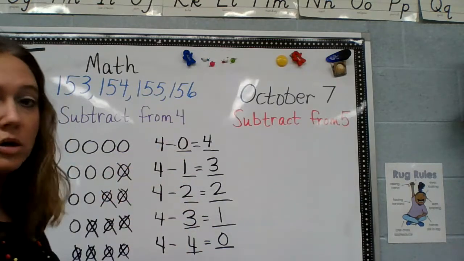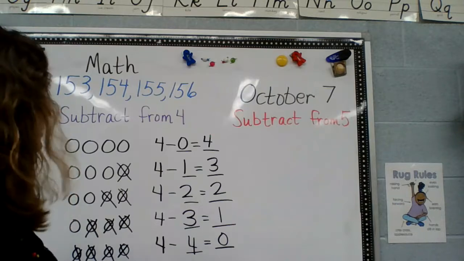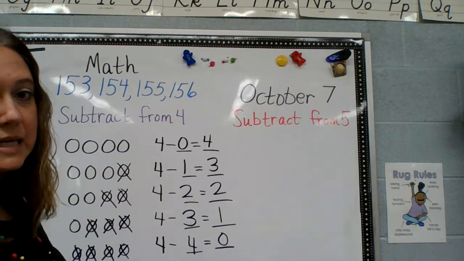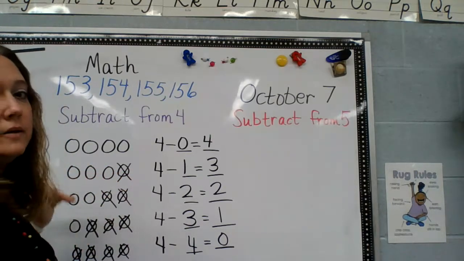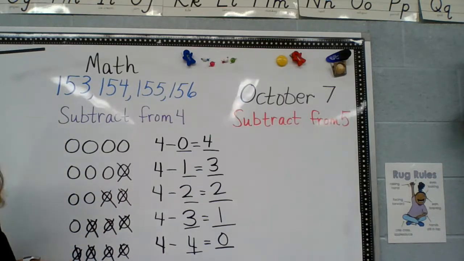So here are all of the ways to subtract from 4. And if you do it in this order, then it makes it really easy. At first you don't cross off any, then you cross off 1, then you cross off 2, then you cross off 3, then you cross off 4.